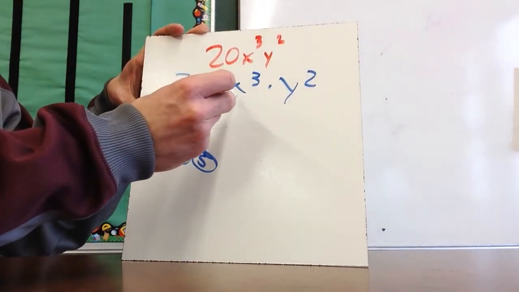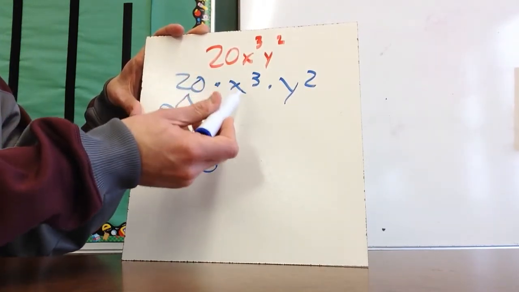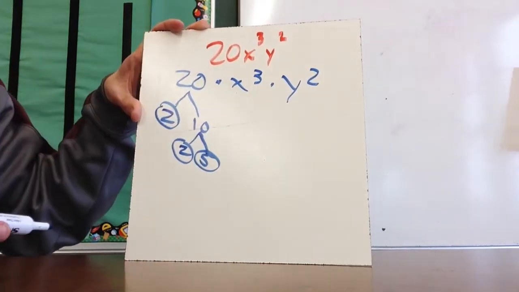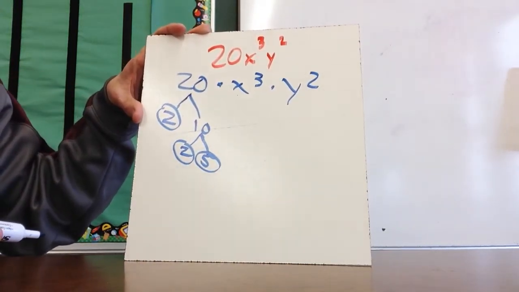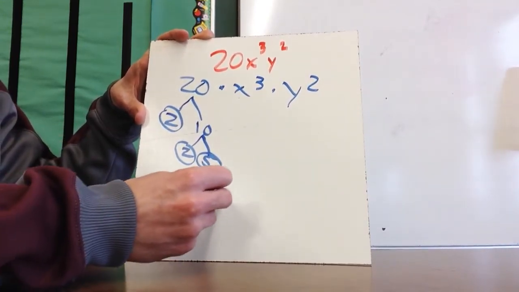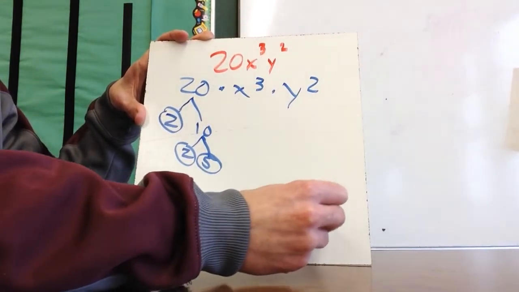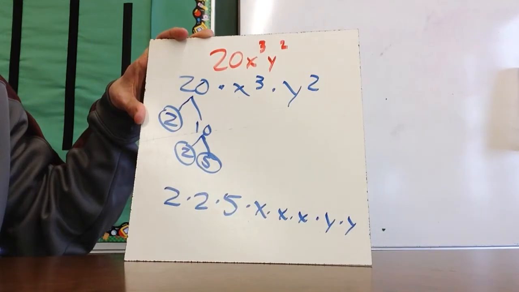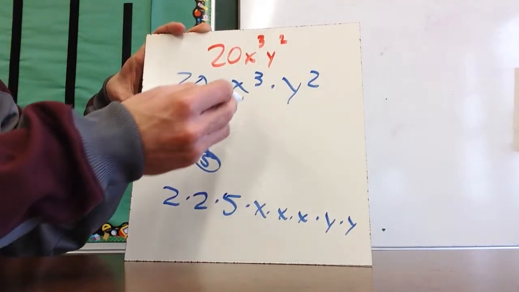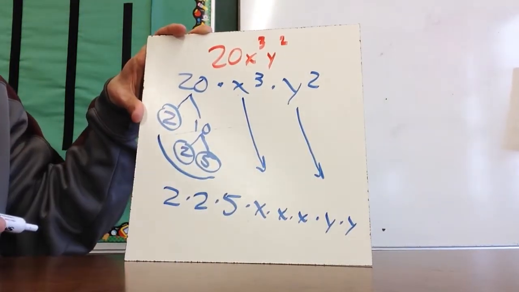And so then I know that this will turn into 3 x's, x times x times x, and this is going to turn into 2 y's, y times y. So the prime factorization of 20 x to the third y squared would be 2 times 5 times x times x times x times y times y. So all I'm doing is breaking down these numbers and then writing, right, those are the x's, those are the y's, and here obviously is where the 20 is coming from.